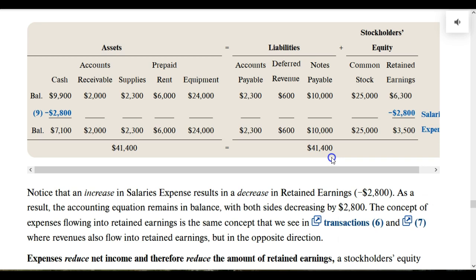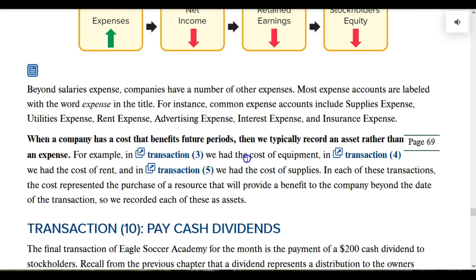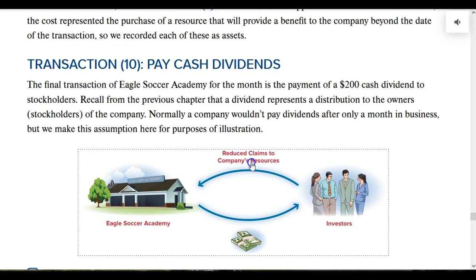So just a comment here. You can see how accounting is very detailed. You look at the transaction, you analyze it. We need to record exactly what has happened. Exactly what has happened. So the last transaction will be dividends. We decided to pay the stockholders, the owners, $200. We've had a good month, so let's pay the owners $200 in cash dividends.